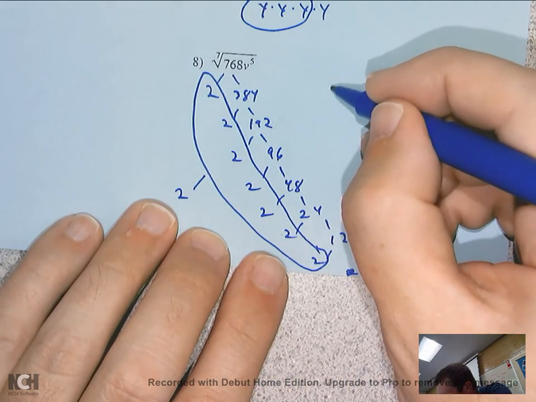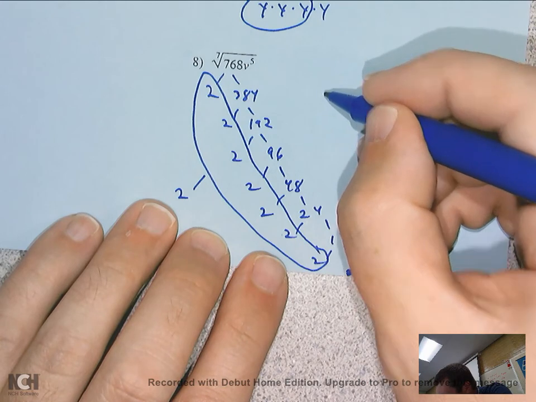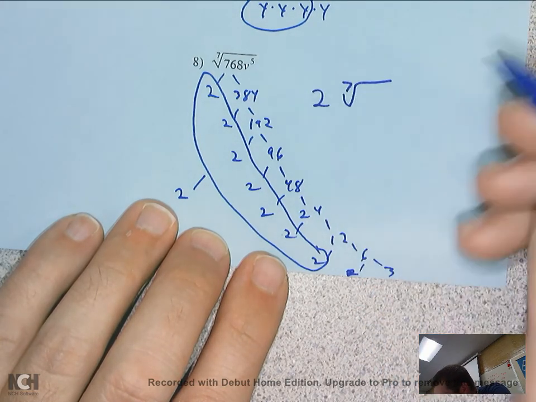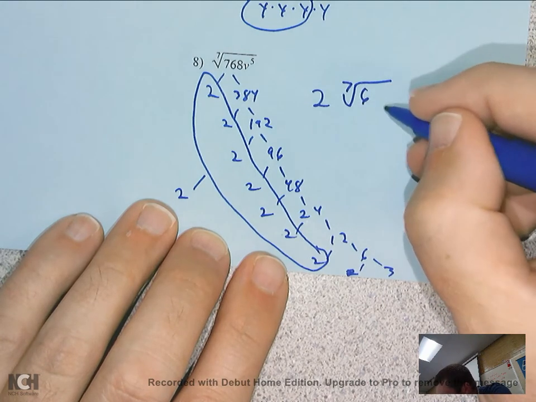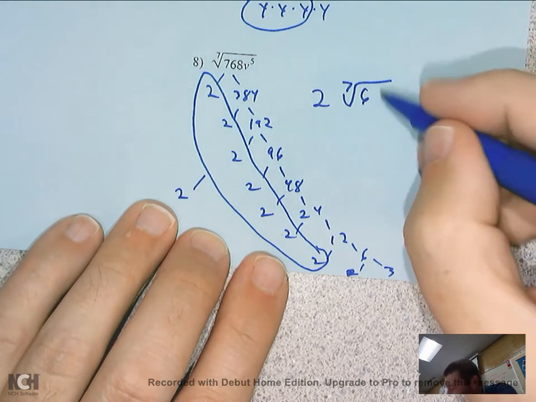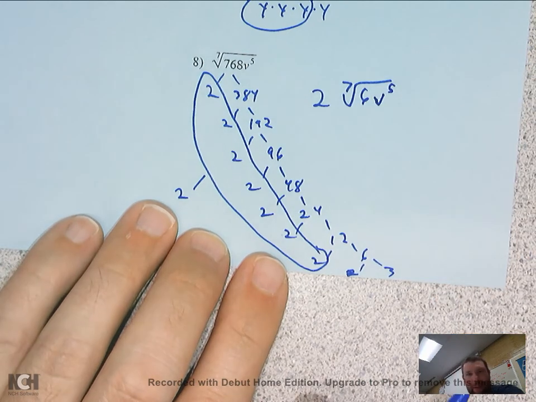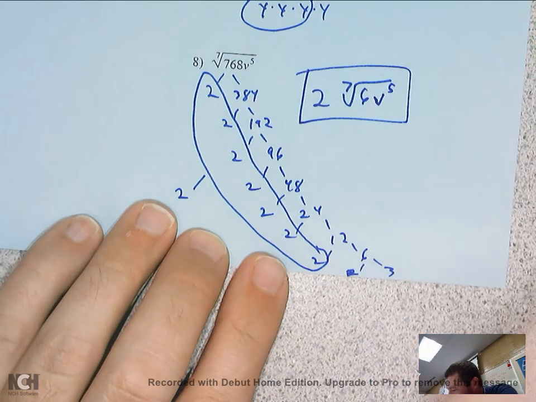So, pull out the 2, and then I've got the 7th root, and then there's a 6 remaining, and then again, I don't have 7 v's, so the v's can't pull out at all, so they just stay there, v to the 5th. And that's it. That's all you're doing.